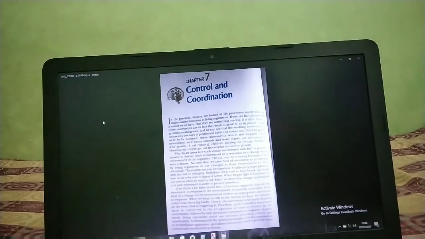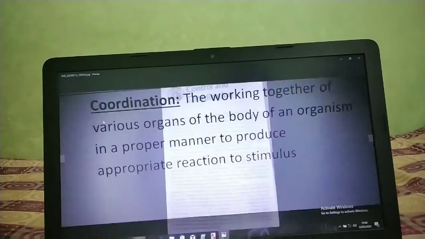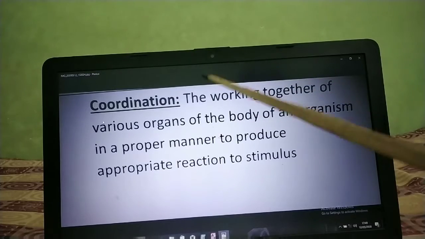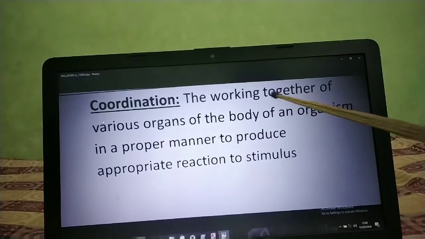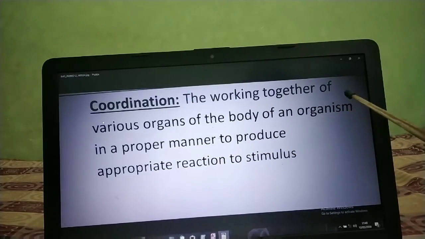So, in keeping with the general principles of body organization, in multicellular organisms, specialized tissues are used to provide these control and coordination activities. I already told you about coordination: the working together of various organs of the body of an organism in a proper manner to produce an appropriate reaction to a stimulus.